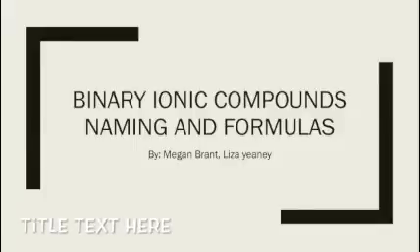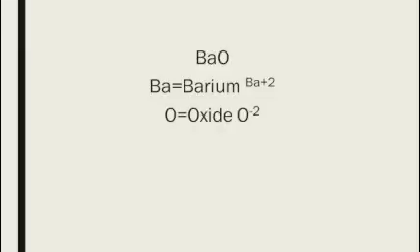In this video, we will explain how to name and write formulas for binary ionic compounds. We will start with a simple example, BaO. Look at your ion sheet and find Ba on the cation side. You should find barium, which has a charge of positive 2. Look for O on the anion side, and you should see that it is oxide, which has a charge of negative 2. The charges cancel out to 0, and the name of the compound is barium oxide.